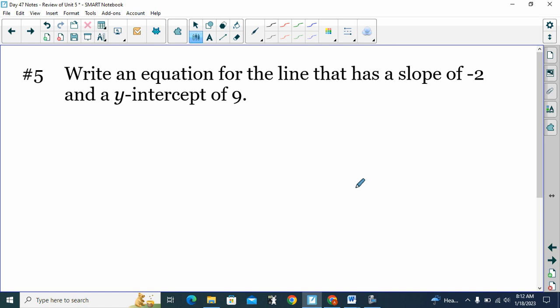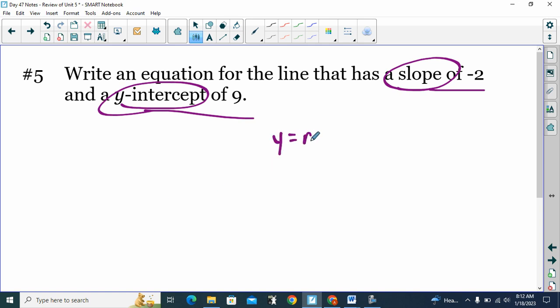Number five. Next thing we did was start to write equations. Number 5 asked us to write an equation of a line that has a slope of -2 and a y-intercept of 9. We have slope and we have y-intercept. When that's the case, we start with slope-intercept form: y equals mx plus b.